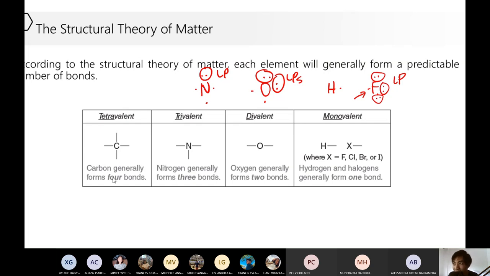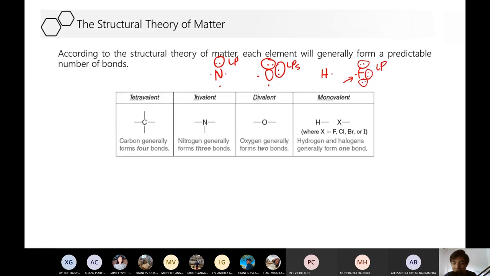So tetravalent carbon kasi may apat siyang single electrons. Trivalent yung group 5, kasi may tatlo siyang single electrons. One is the lone pair. Okay? Meron tayong divalent for group 6. So usually they form two bonds. And monovalent, single bond lang yung mga kaya nilang gawin. Okay? So that's the structural theory of matter.